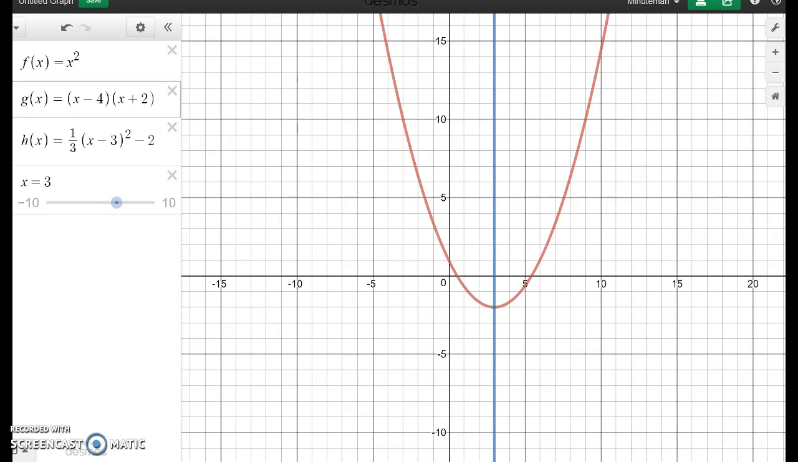On either half of this graph, you're going to find points in the same place. So here, the y value is 1, and here on the other side, the y value is also going to be 1, and they're the same distance apart from the vertex, the same distance apart from the axis of symmetry.